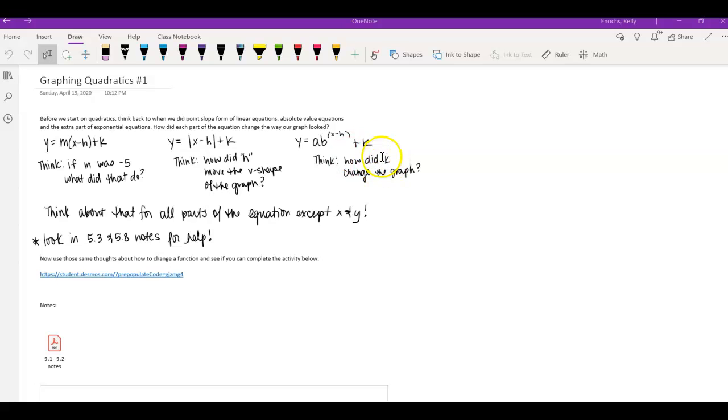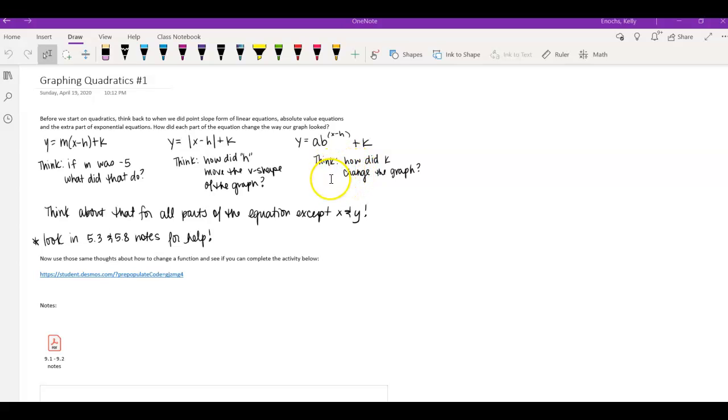H, k, etc. So think back to those sections, 5.3, 5.8, and then at the end of chapter 7, we did the Desmos activity where we graphed the absolute values to collect all those, the exponentials to collect all those stars. But how did each of those parts change the equation? What did it do to the graph?